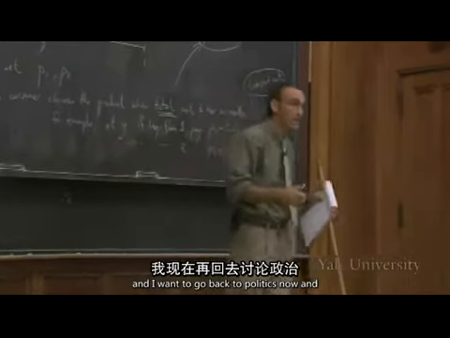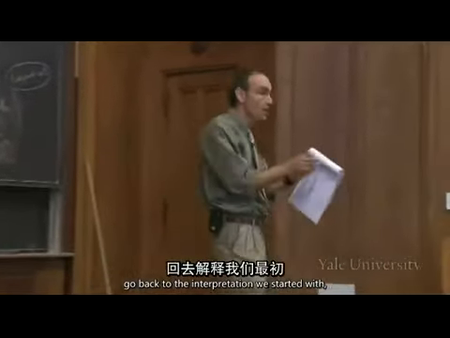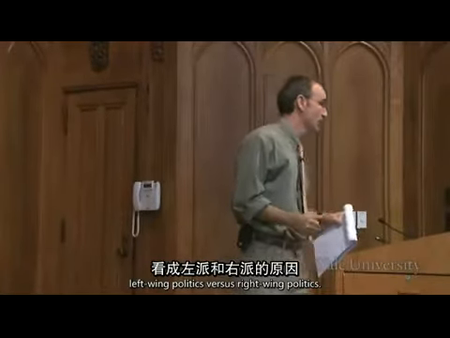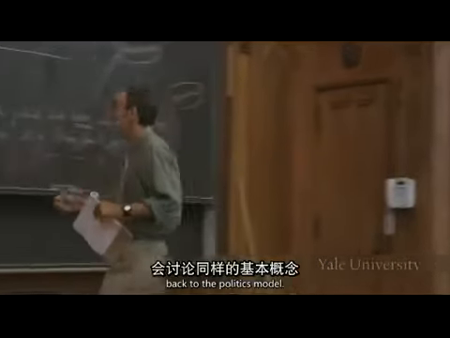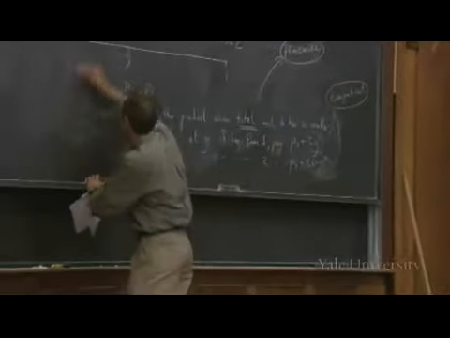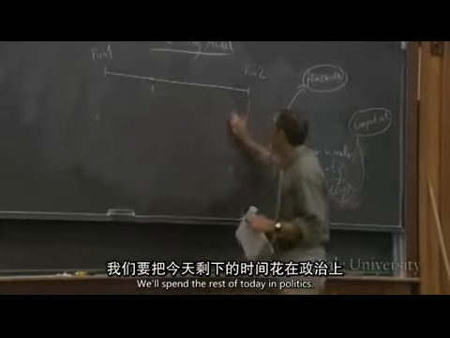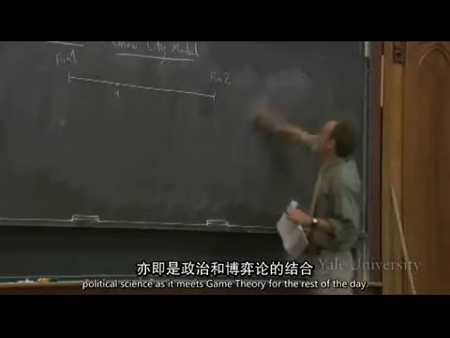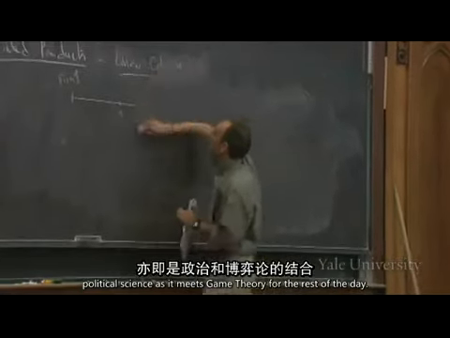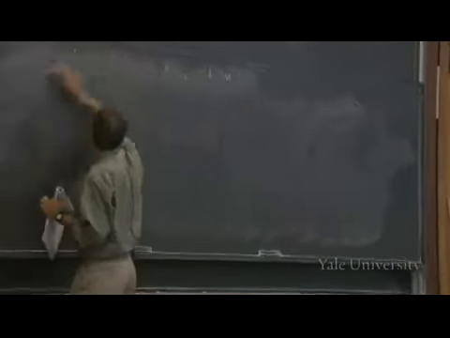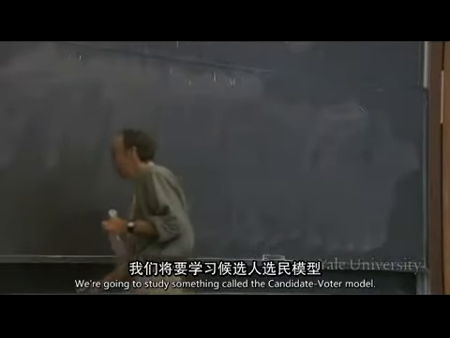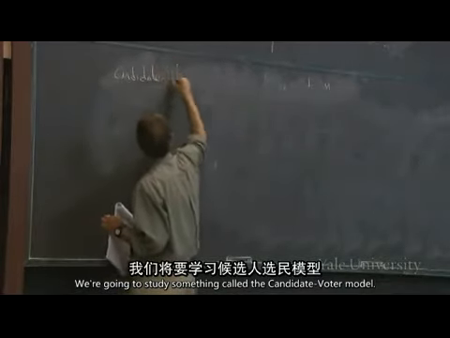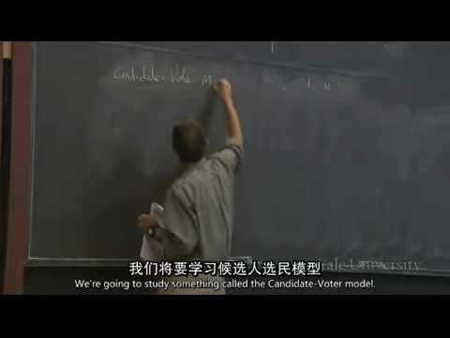And I want to go back to politics now and go back to the interpretation we started with, so that left and right will end up being left-wing politics versus right-wing politics. Right? So I'm going to take the same basic idea back to the politics model. And we'll spend the rest of today in politics. So we're going to be doing political science, or political science as it meets game theory, for the rest of the day. We're going to study something called the candidate-voter model.